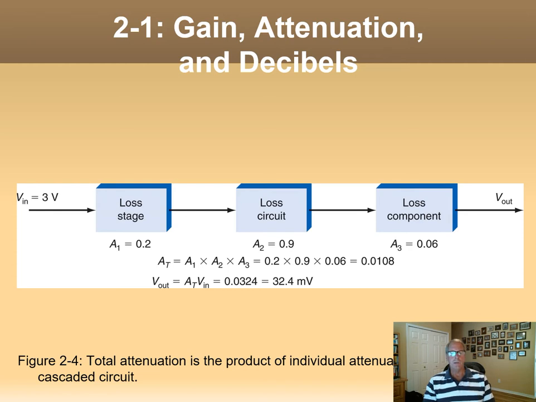Here's an example of an overall system with a loss stage, a loss circuit, a loss component. Notice the gains are fractional, 0.2, 0.9, and so on, less than 1, which means you lose signal. 3 volts in, what do you get out? 32.4 millivolts. So you just again multiply these all together.